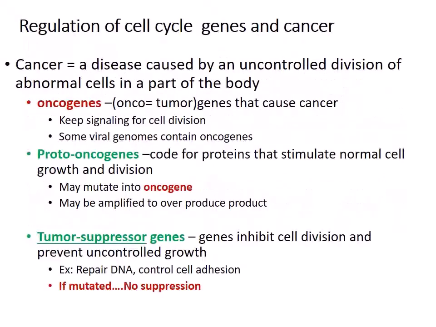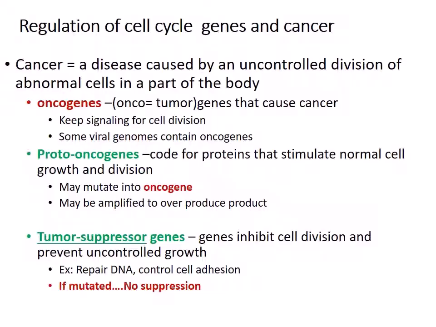So we've talked about cancer before. Cancer is a disease that's caused by uncontrolled division of abnormal cells in a part of the body. So there's actually oncogenes. Onco means tumor, so these are tumor genes that cause cancer. They do this by signaling for cell division when it's not necessary. And some viral genomes contain oncogenes, so they can actually insert rapid cell division signals into your genome.